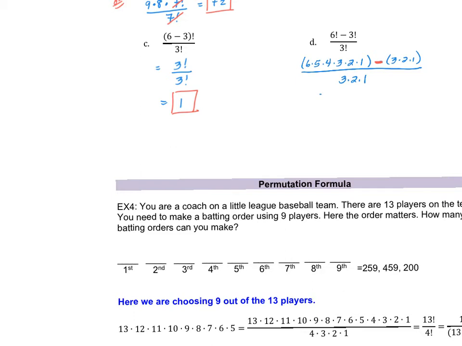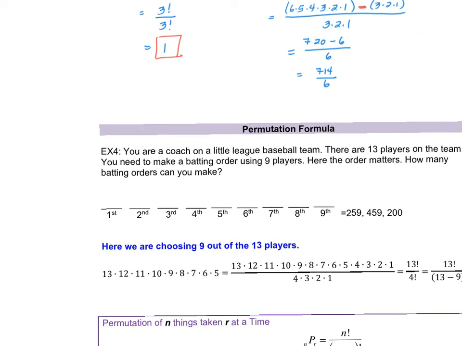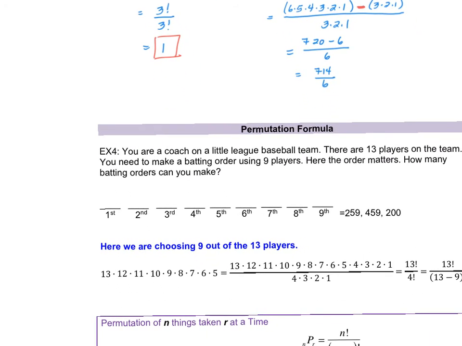The 6 factorial is 720 minus the 3 factorial is 6, over 6. Again, I have to do this separately. I cannot cancel that 6 because of the subtraction. So just remember your algebra. This is going to be 714 over 6. And now we never leave fractions not reduced. We always reduce them. So 6 goes into 714, 119 times.